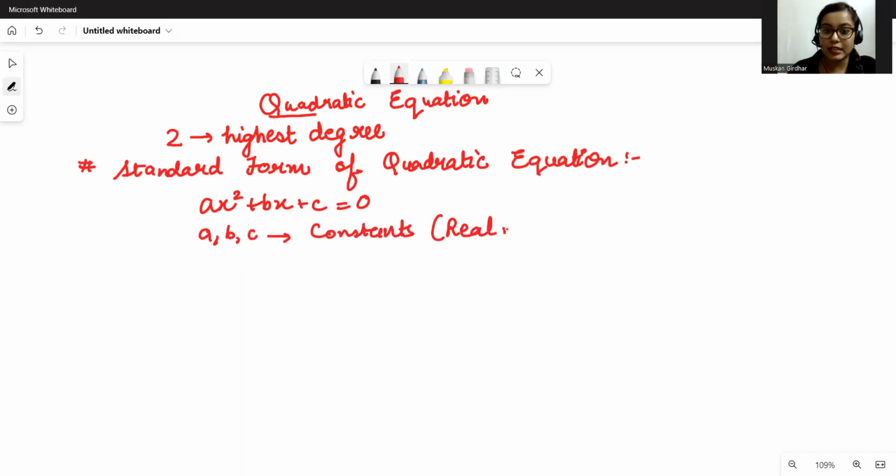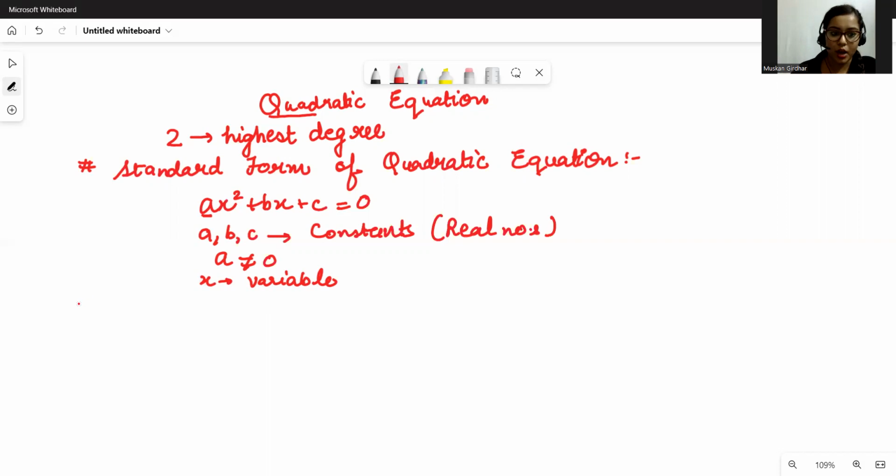Real numbers are what you have already studied in your first chapter. Real numbers are composed of rational numbers and irrational numbers. And here a should not be 0, because if a becomes 0, then we will get bx plus c, so it will be a linear equation. That's why a should not be 0 and x is the variable here.